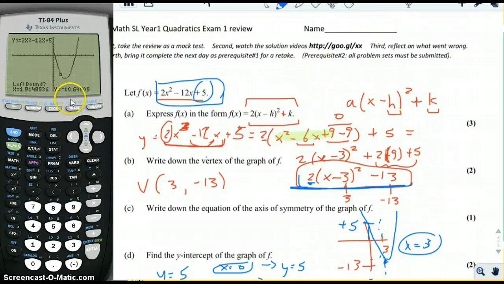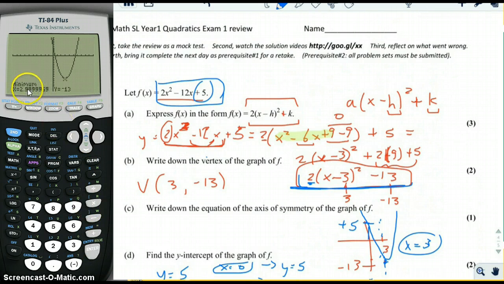I'm a little bit to the left of the vertex, which is what I want. Then it says, where's your right bound limit? Now I just put the cursor a little bit to the right of the vertex. Okay, and then what's your guess? It doesn't really matter what you put here, something in between the two.